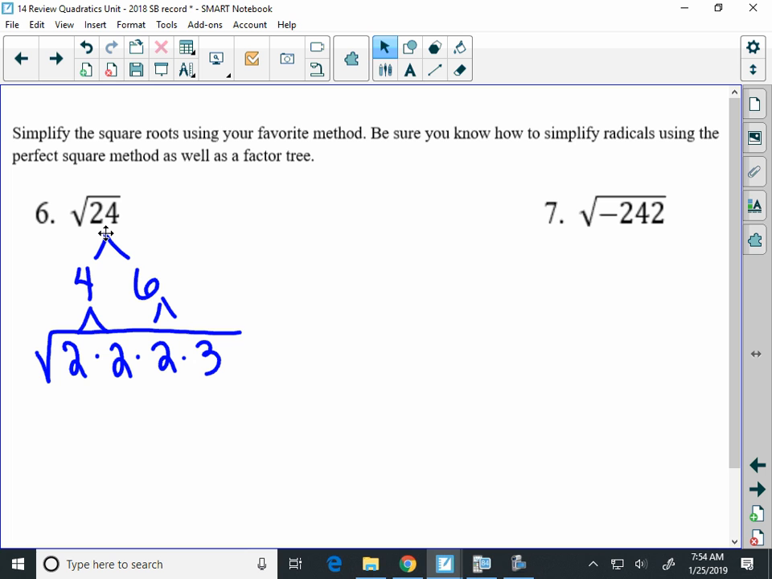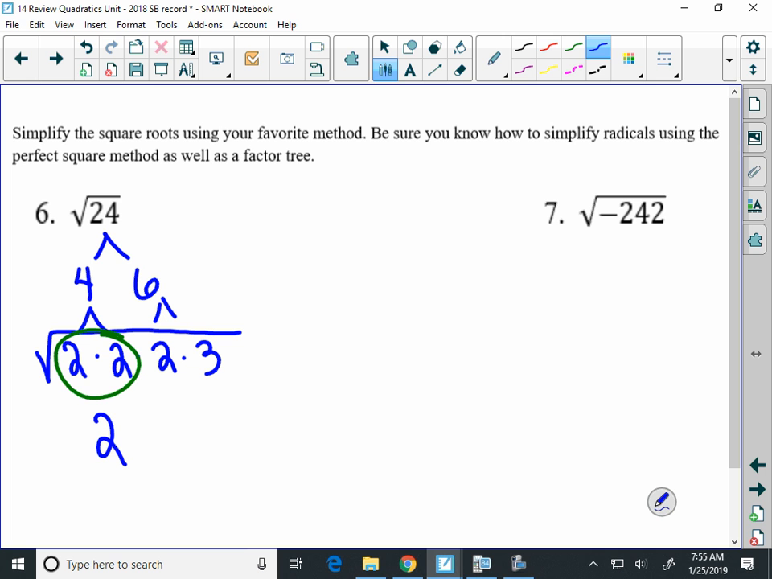And then when we use the factor tree method, what we're looking for is that we need 2 of the same value to take out 1. I've seen some people cross that off once they take it out. And now, when we finish this, 2 times 3 is 6.